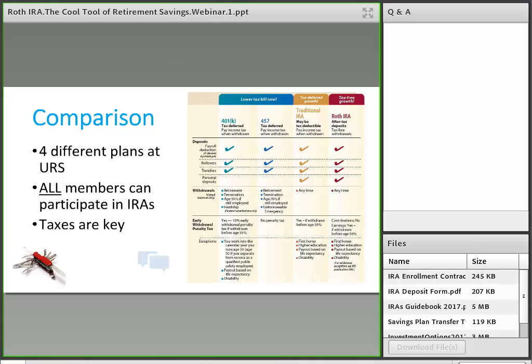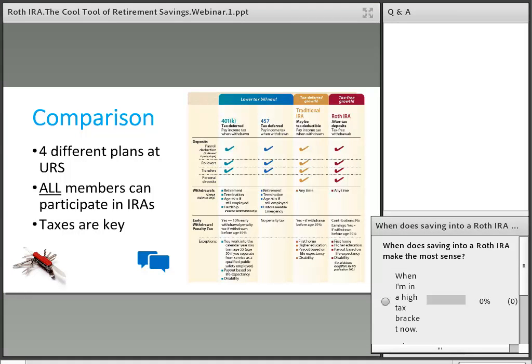All right. So let's dig a little bit deeper into the Roth here, right? Corey, do we have another question? Got that. Okay. So if everyone can take a moment, answer that polling question.